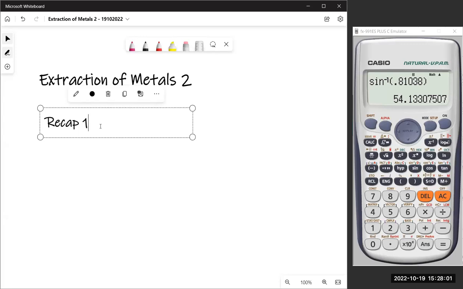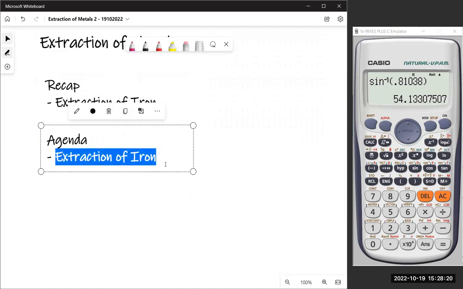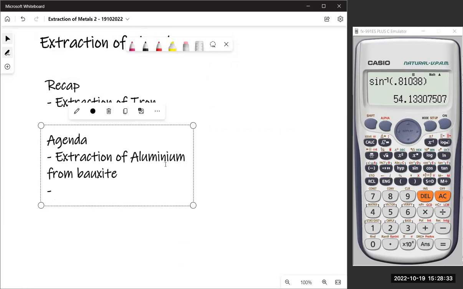We're studying IGCSE chemistry and we're starting extraction of metals too. To recap, in the last class, we looked at extraction of iron. In today's class, the agenda, I like the word agenda rather than objective, is to finish extraction of aluminium from bauxite. And that's it. And we have galvanization, well, rust prevention.